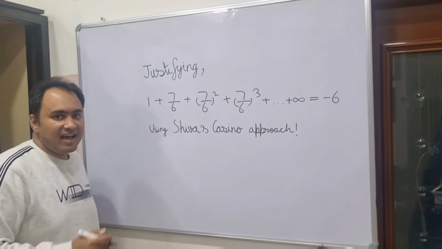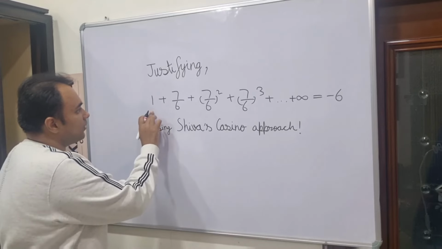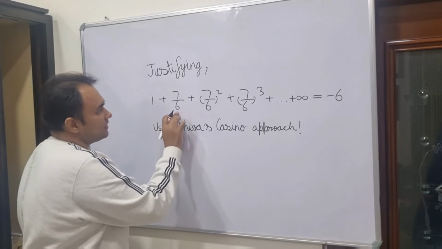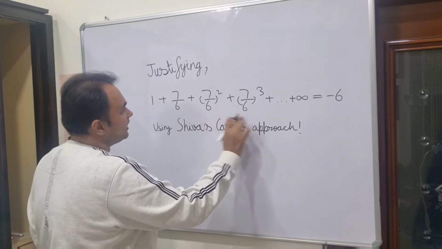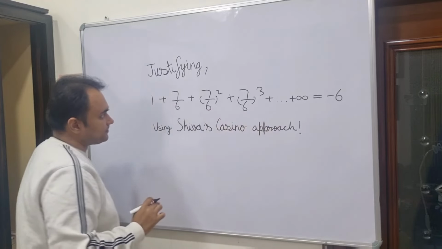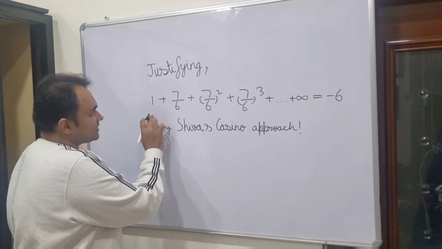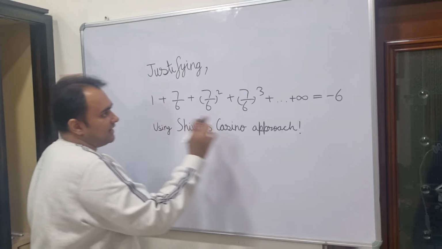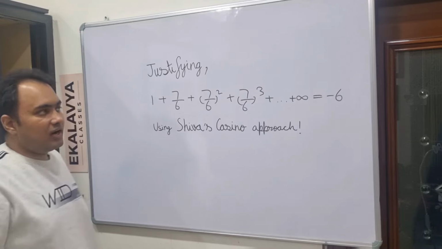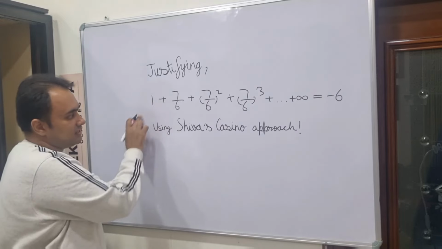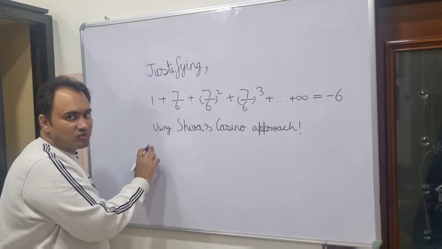Hi, have a look at this equation. 1 plus 7 by 6 plus (7 by 6) whole squared plus (7 by 6) whole cubed, all the infinite terms. This is the sum of a divergent series and the sum is minus 6. Now in this video, I am going to justify this equation using Shiva's Casino approach.